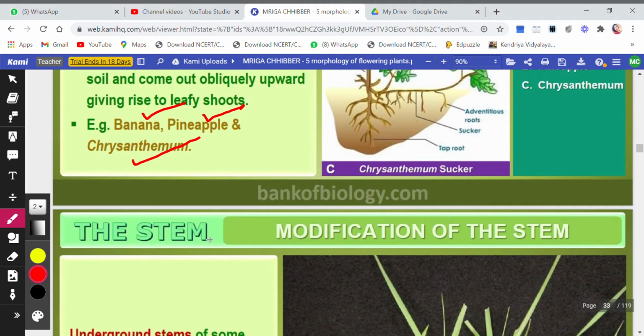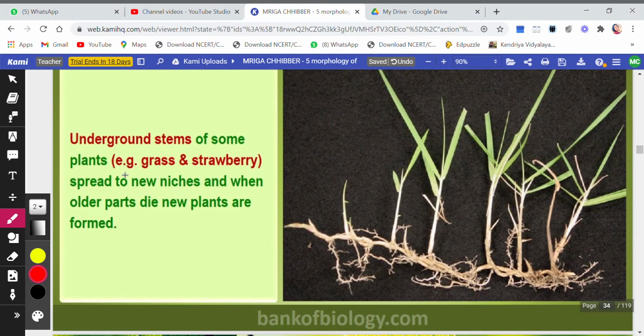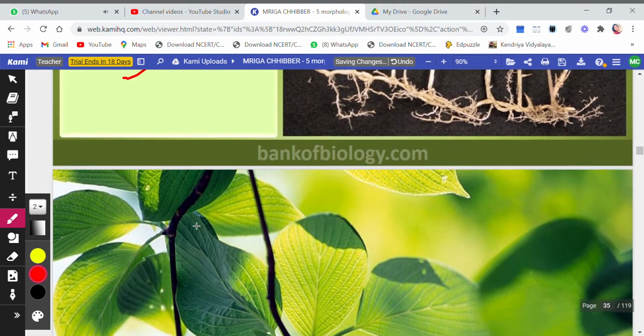Underground stems of some plants like grass and strawberries spread to new niches, and when older parts die, new plants are formed. So these are all modifications of stem.